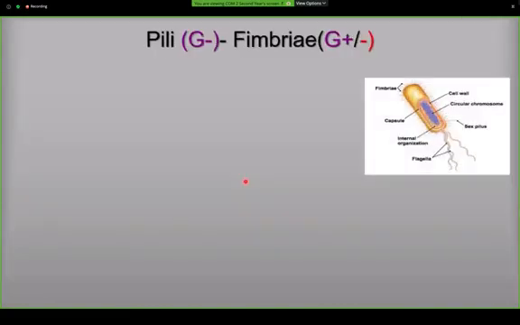I think this is the last. The last structure that I would like to discuss is villi or pilus as a single, or fimbria. They are present in gram-negative and gram-positive. The fimbria is present in gram-negative and gram-positive. The pili is more in gram-negative bacteria. Okay.